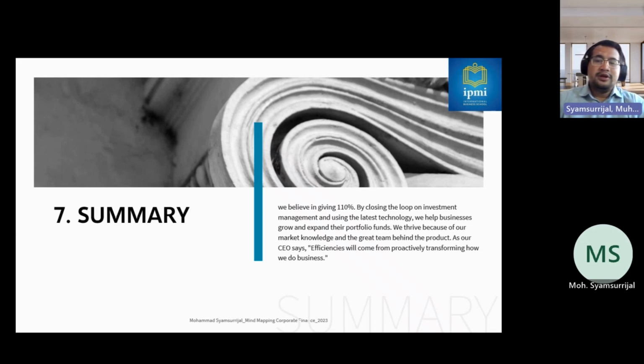So today, we explored the mind mapping of corporate finance. The summary: we believe in giving 110% by closing the loop on investment management and using the latest technology, we help businesses grow and expand their portfolio funds. We thrive because of our market knowledge and the great team behind the products. As our CEO says, efficiency will come from proactively transforming how we do business. So together, we have delved into the intricacies, confronted challenges, and embraced the diverse perspectives that make this field so fascinating.